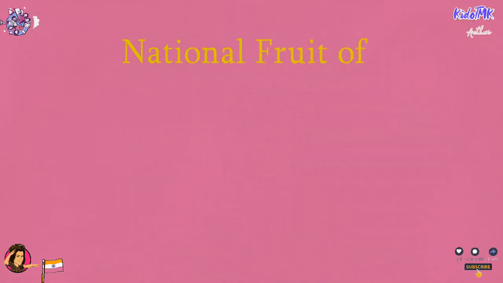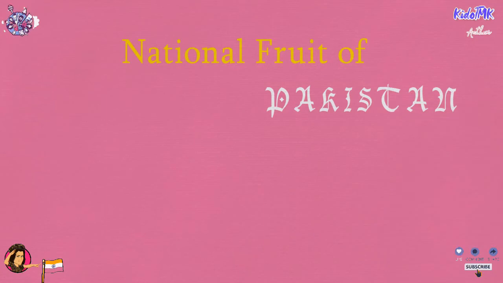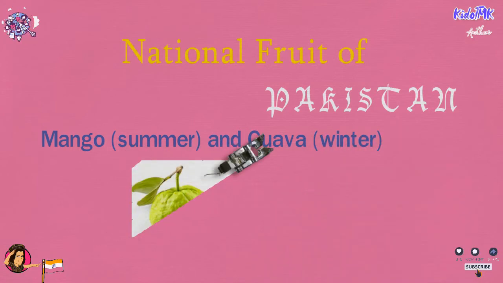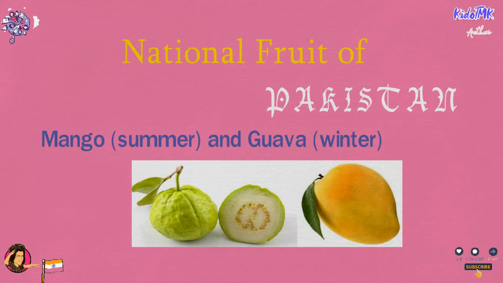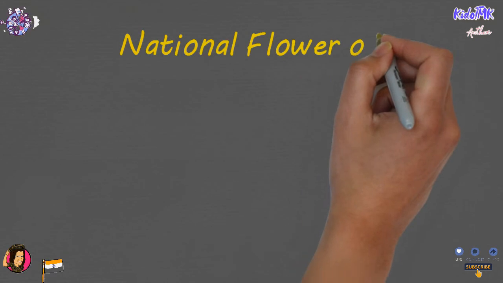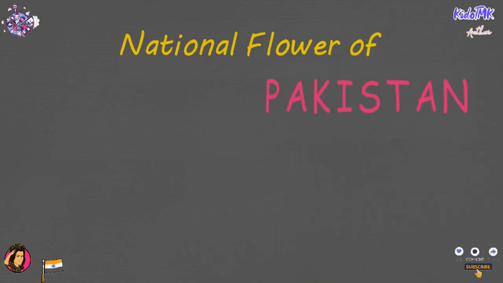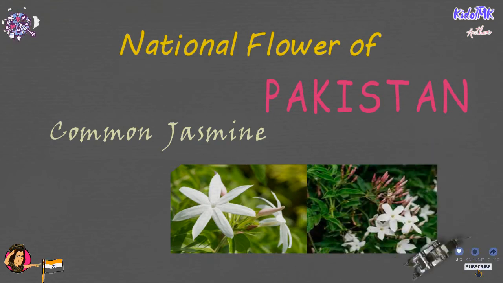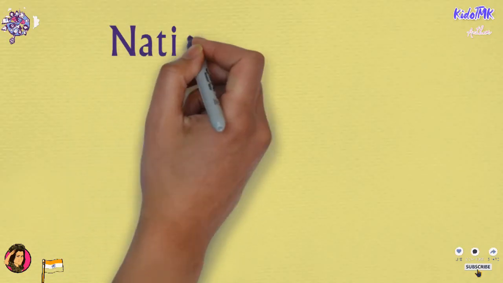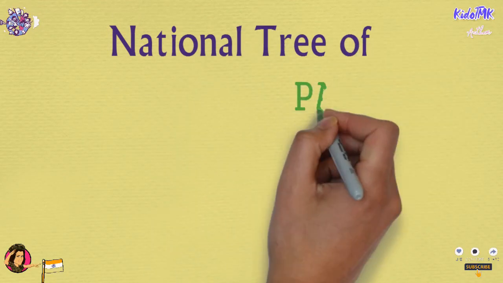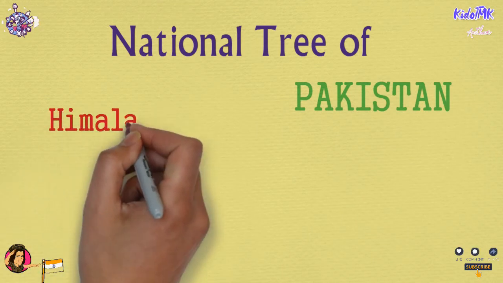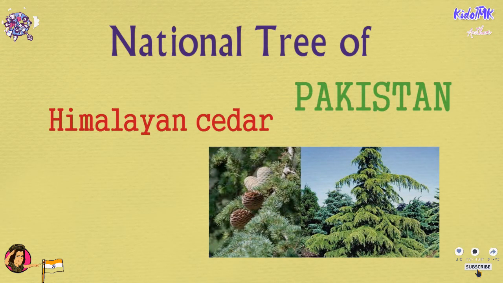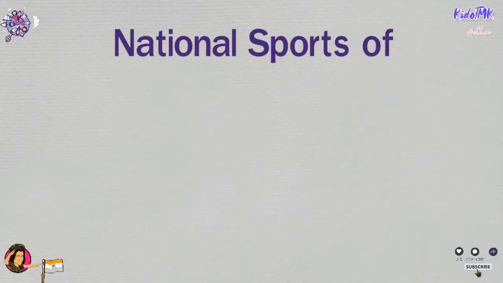National fruit of Pakistan. Mango in summer and guava in winter. National flower of Pakistan, common jasmine. National tree of Pakistan, Himalayan cedar. National sport of Pakistan is hockey.